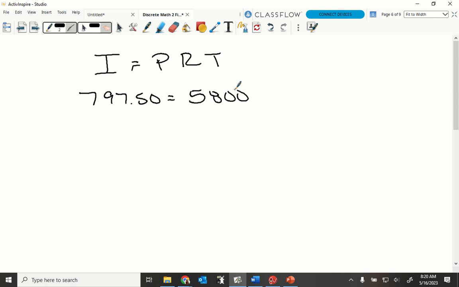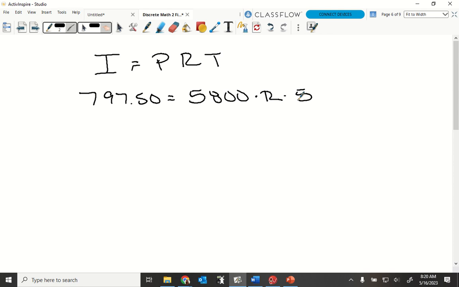Anyway, 5,800. R times T, which is 5 years. So we're going to do a little bit of math first. I tried doing this one yesterday using a finance solver, but it wasn't enough information. Then Dr. Stiles pointed out that I made it too difficult. This one is just an interest formula.